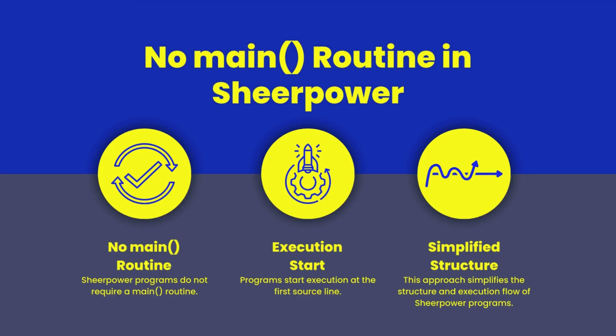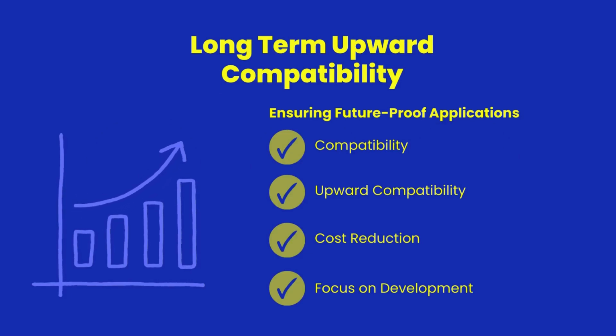The simplified execution flow in Sheerpower. No main routine. Sheerpower programs do not require a main routine. Execution start. Programs start execution at the first source line. Simplified structure. This approach simplifies the structure and execution flow of Sheerpower programs, making them easier to write and understand. By starting execution at the first source line, Sheerpower streamlines the process, allowing for a more straightforward and efficient coding experience. Now, let's learn how Sheerpower ensures future-proof applications.